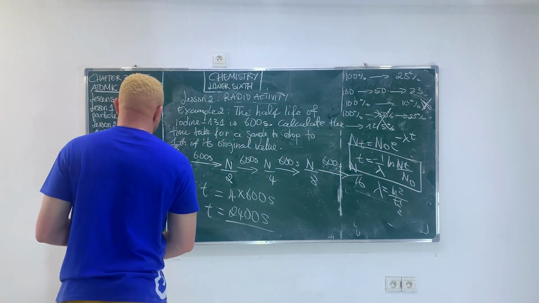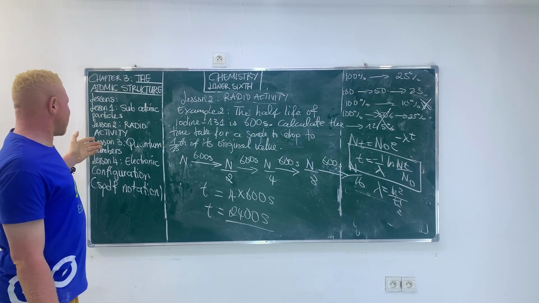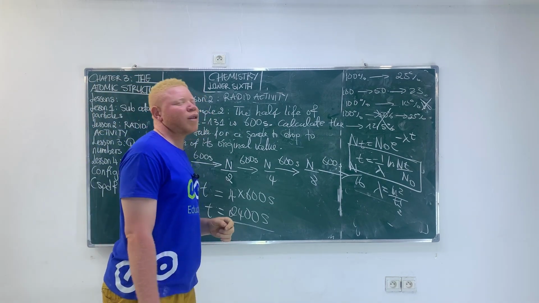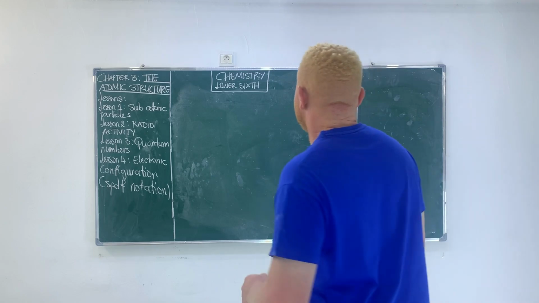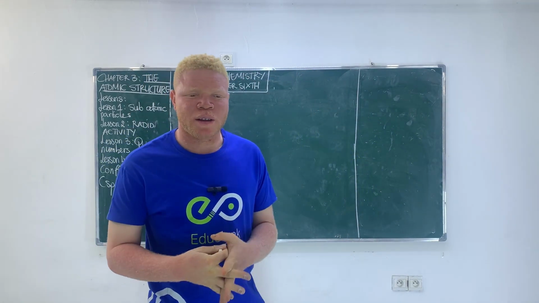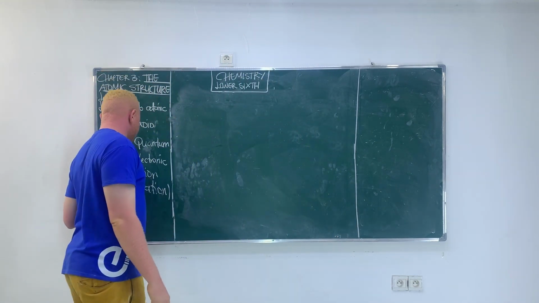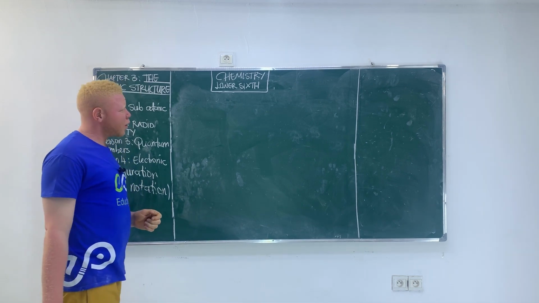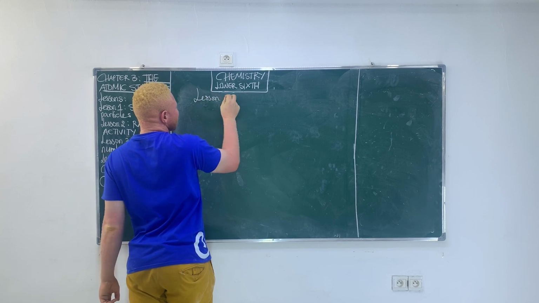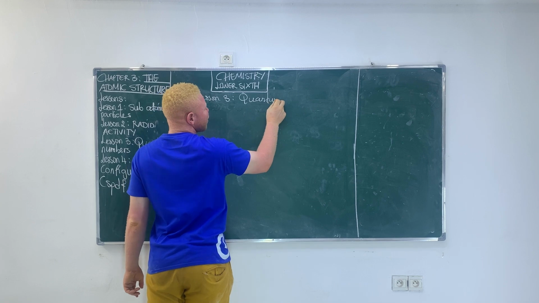Lesson 2 was talking about radioactivity, which was there for 2 lessons. Next are quantum numbers and electronic configuration using the SPDF notation. We're going to continue with our chapter of today, and we're on lesson 3: quantum numbers.